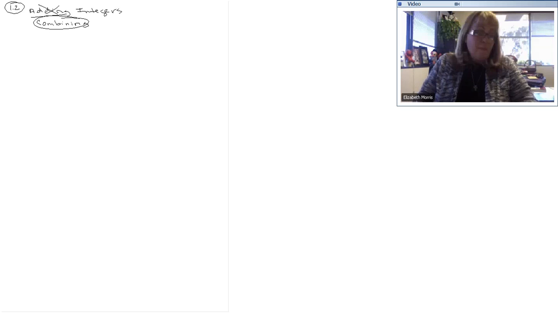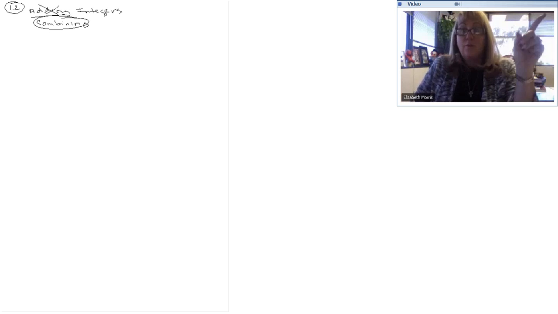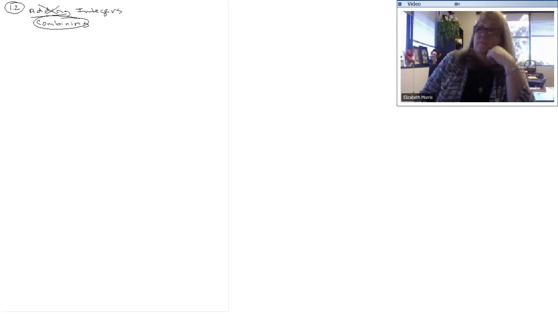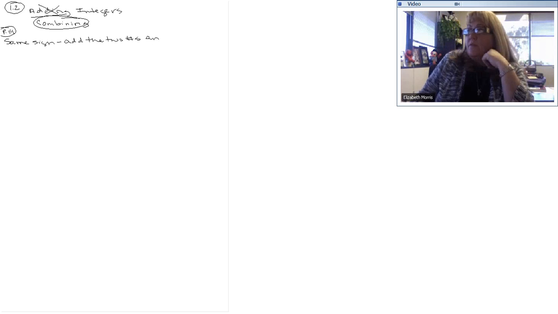On page 14 of your textbook, which you can access through My Math Lab, you have the whole textbook as an e-version. On page 14, it gives you the rules for adding integers. If they have the same sign, you add the two numbers together and keep the sign.